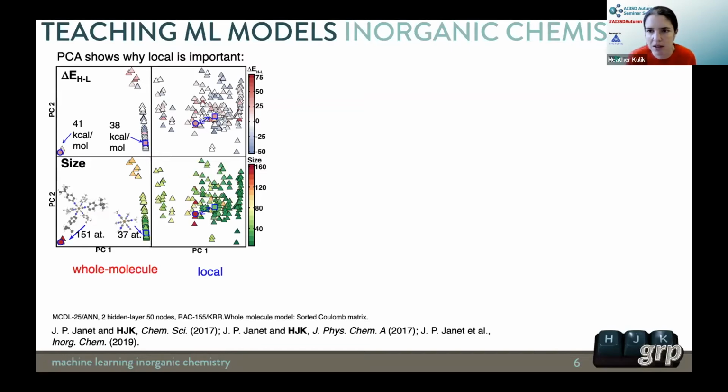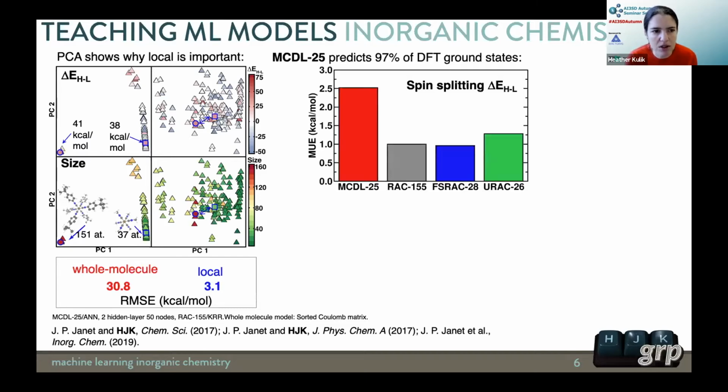If instead of a whole molecule representation, we use a local representation, you can see these two points are ending up much closer together. And as a result, we're making the model do a lot less work to reach the conclusion that these two materials are closely related to each other. As a result, on the same data set size, we can reduce the error in the model by an order of magnitude. And the result also is that we can correctly predict the quantum mechanical ground state spin in 97% of cases. The other cases are near degenerate.